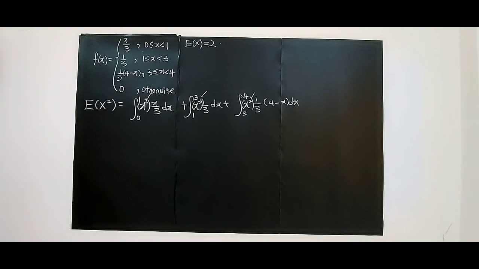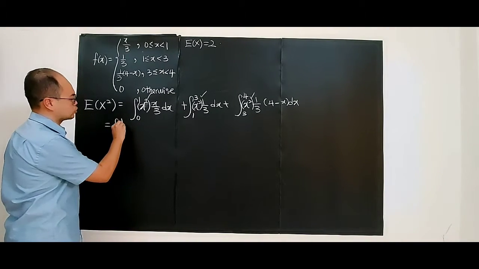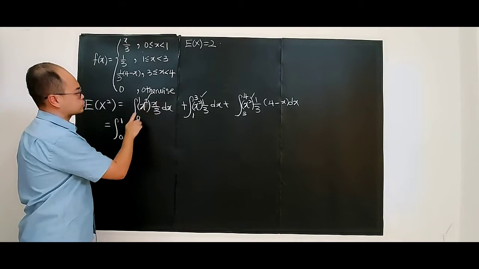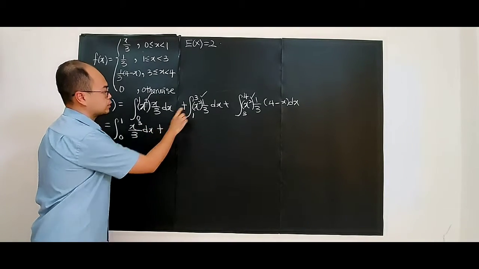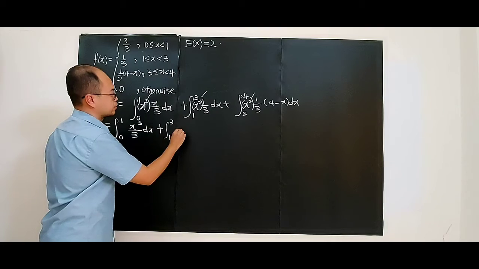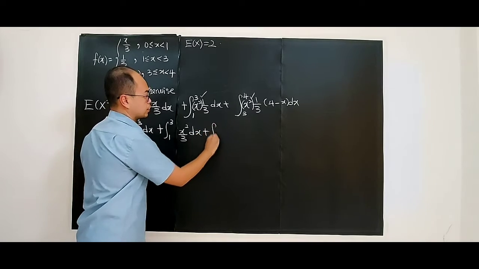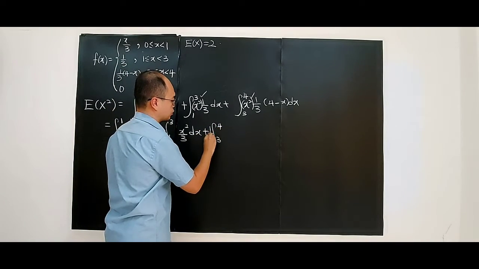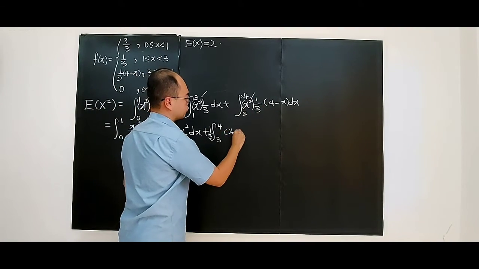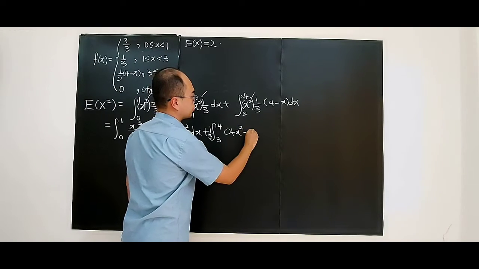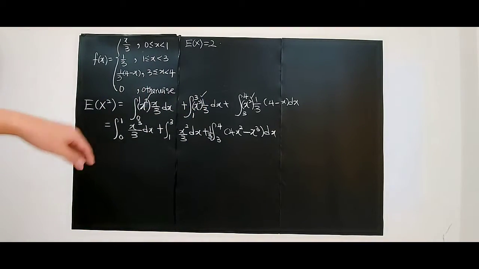Alright, so now how to evaluate the expected value of x squared? Go slowly, because this is integration, so you have to be very careful. So x cubed over 3 dx, plus from 1 to 3, x squared over 3 dx. For 3 to 4, you can take out the constant 1 over 3 from the integral. Then you multiply the x squared inside, so you have 4x squared minus x cubed dx. Now you have to be patient in evaluating all this simple integration.